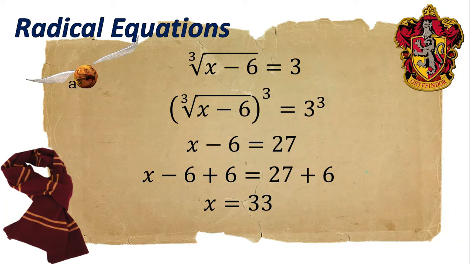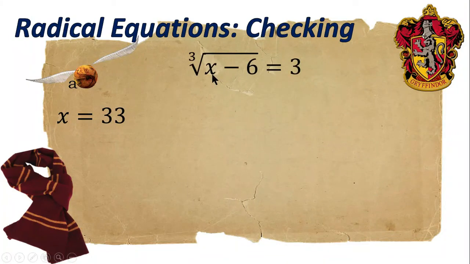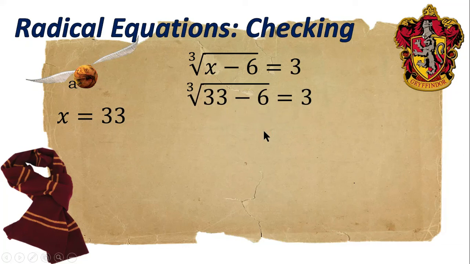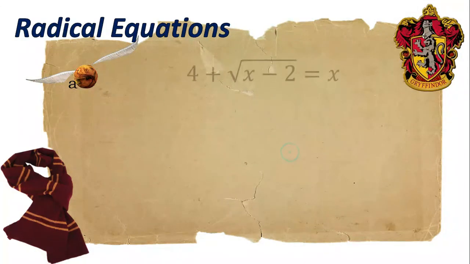Now, let's check. So the x is 33. So I substituted 33 to this x. So that would be 33 minus 6. And 33 minus 6 is 27. And we all know that the cube root of 27 is 3. Because 3 times 3 times 3. Okay? And that would suffice. Let's go to the next problem.